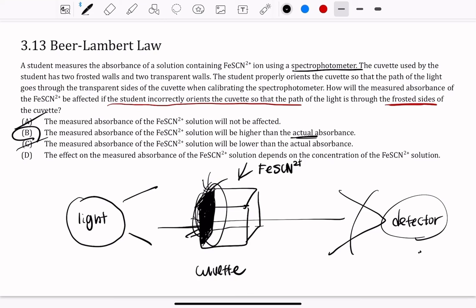D, the effect on the measured absorbance of FeSCN solution depends on the concentration of the FeSCN solution. That is not true. That is not the focus of this problem, and that is just not related at all. This problem is talking about the frosted side and what the frosted side is going to do, not the FeSCN solution or the concentration of the FeSCN solution. So the answer for this problem is going to be B.